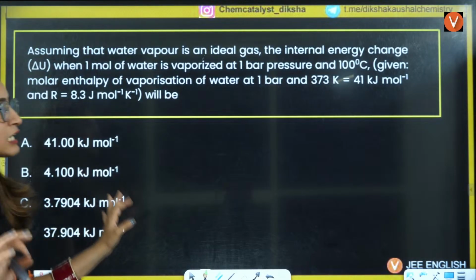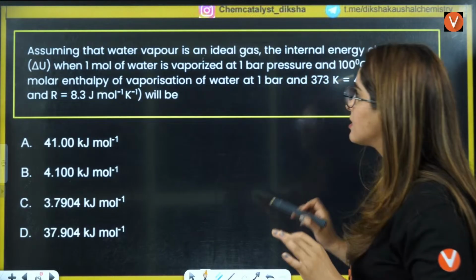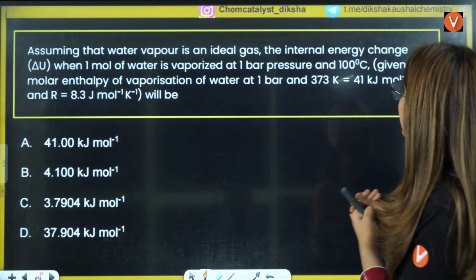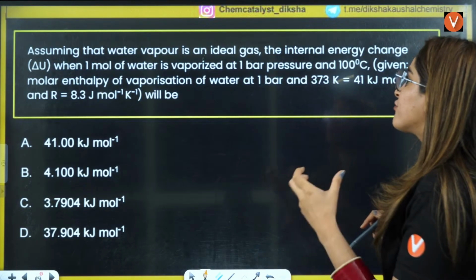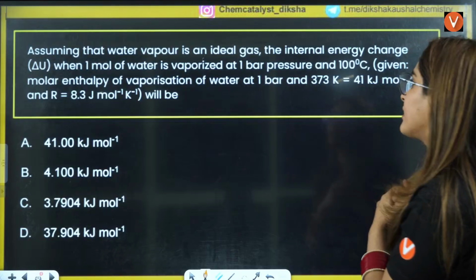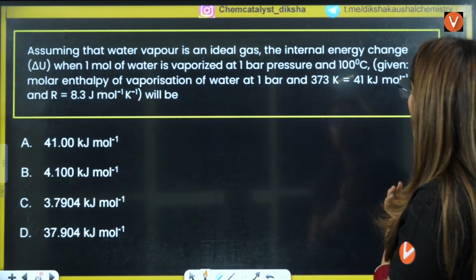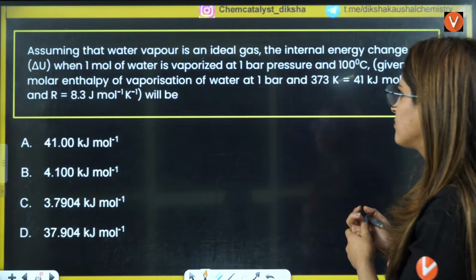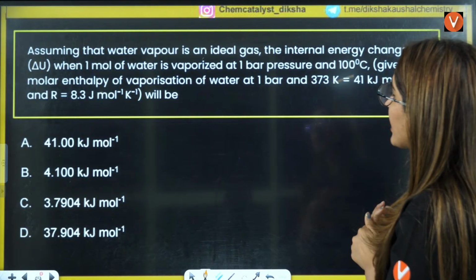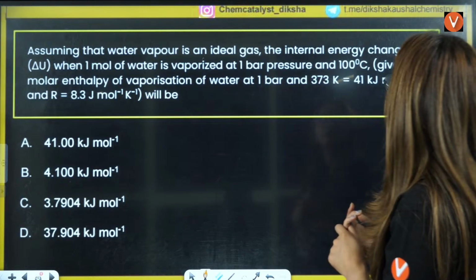Right? Now, last question of today. Assuming that water vapor is an ideal gas, find the internal energy change delta U when 1 mole of water is vaporized at 1 bar pressure and 100 degrees Celsius. The molar enthalpy of vaporization of water at 1 bar is given to you. R is given to you. Then what are they asking you? Wait a minute.